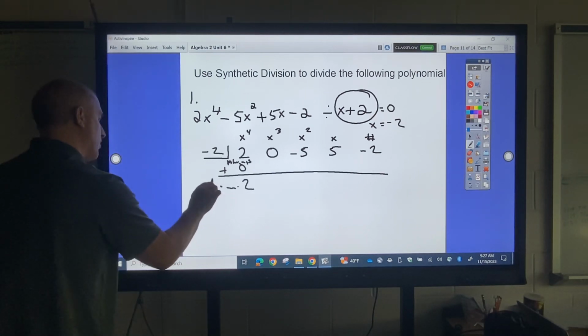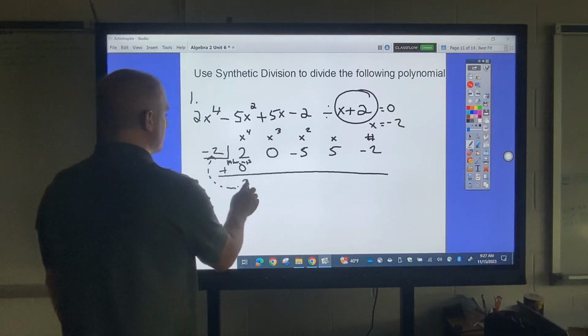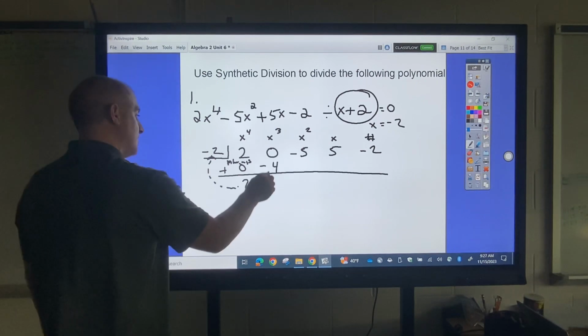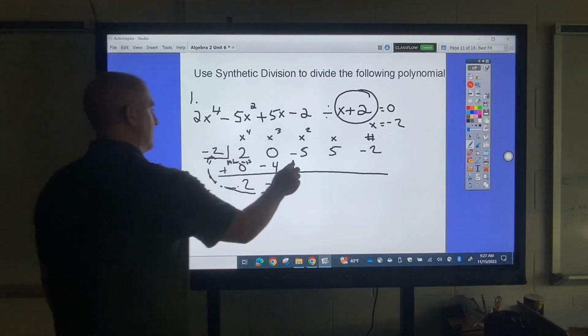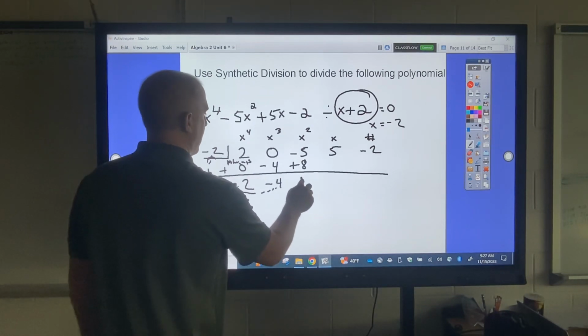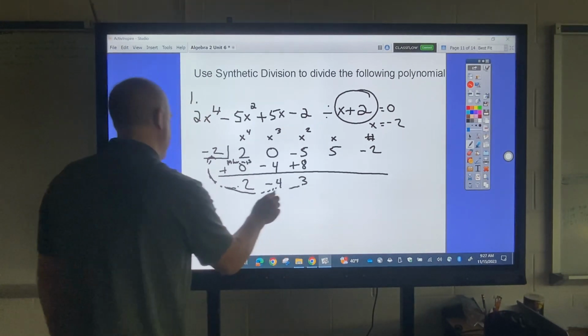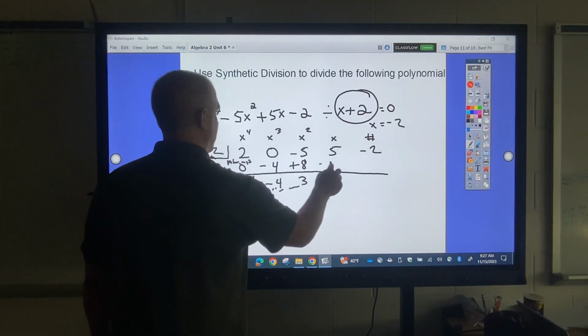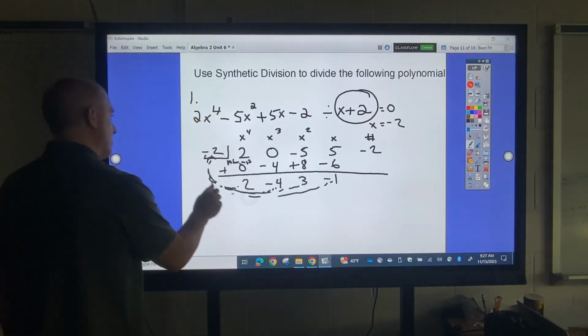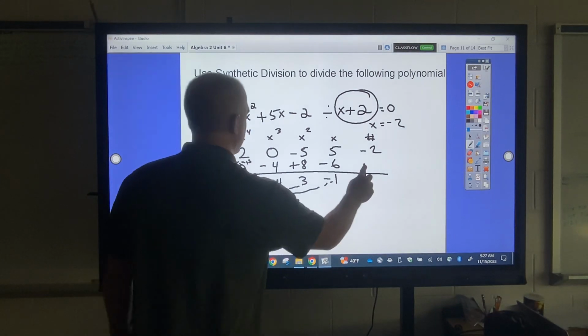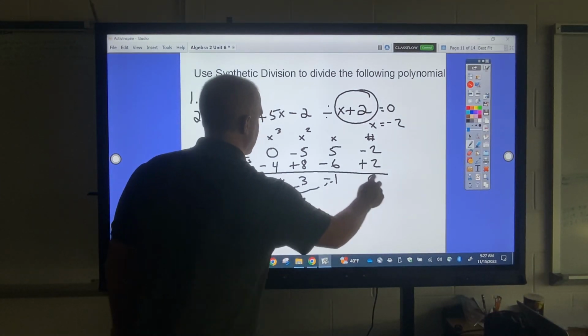I take this number, I multiply by the number in the half box. 2 times negative 2 is negative 4. 0 minus negative 4 is negative 4. And I multiply that number in the half box, it gives me 8. Negative 5 plus 8 would be 3. I take that number and multiply by the number in the half box, that's negative 6. 5 minus negative 6 is negative 1. I take that number and multiply that. Negative 1 times negative 2 is positive 2, and I get 0.